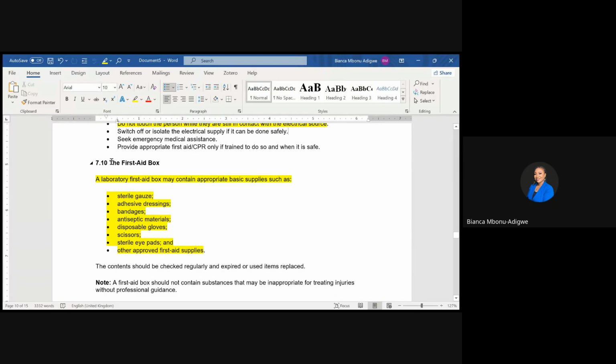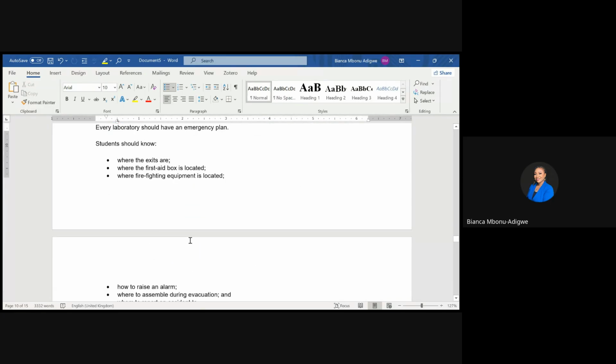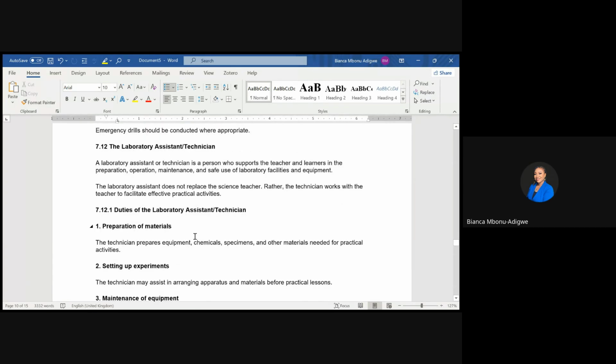The first aid box, what should be inside it? I expect you to know what should be inside your first aid box.